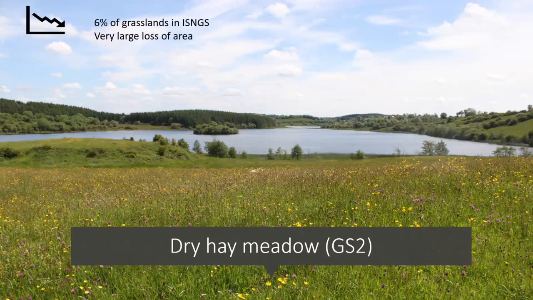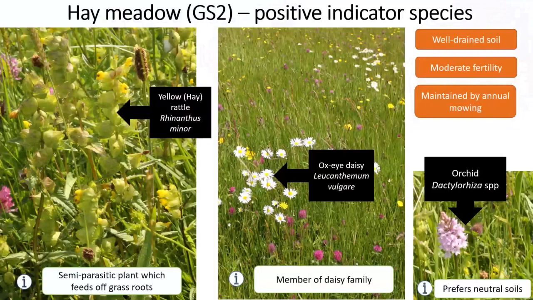Only 6% of the grasslands in the Irish Semi-Natural Grassland Survey, the ISNGS, are these beautiful hay meadows, and there's been a huge loss of this type of habitat in the last while, and we're continuing to lose them at a rapid rate. Some of the species you might expect to find in there are your positive indicator species. In this particular grassland, it was full of hay rattle or yellow rattle, so called because when you pick it up, when it's in seed, you can actually rattle it and hear it rattle.